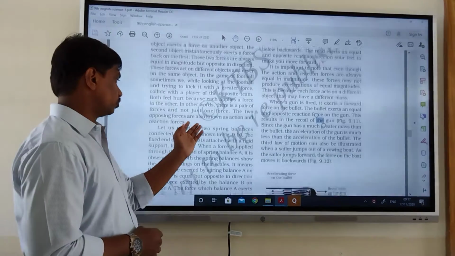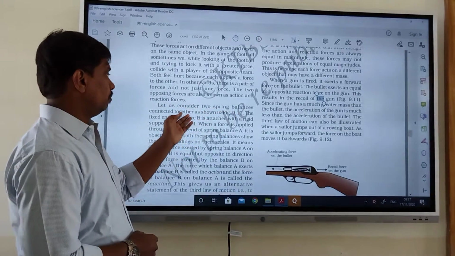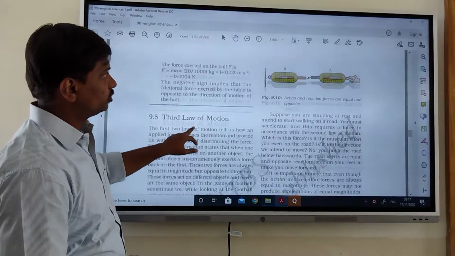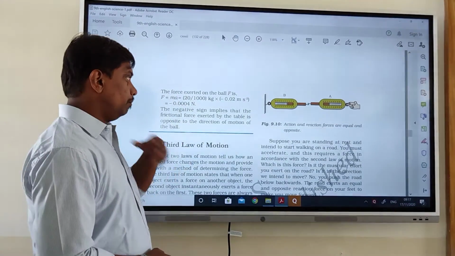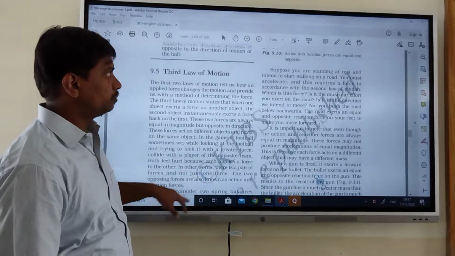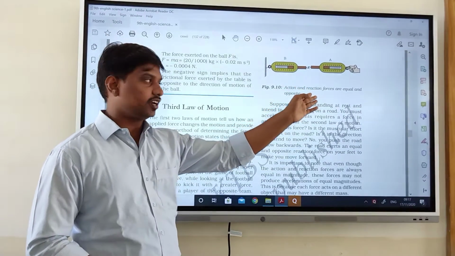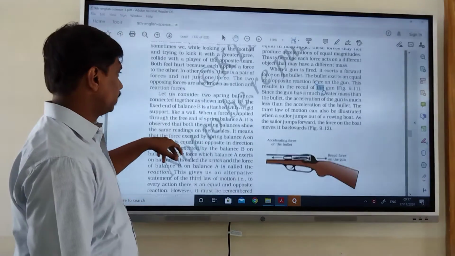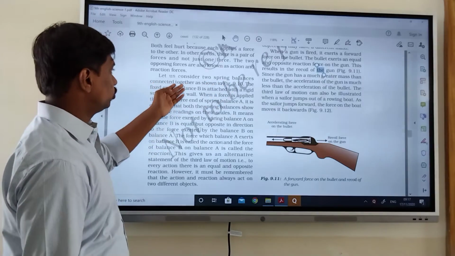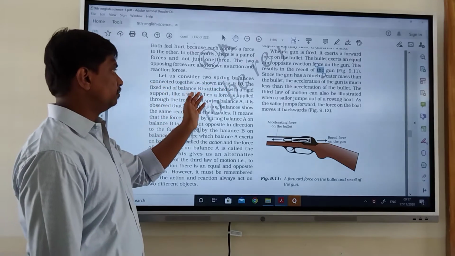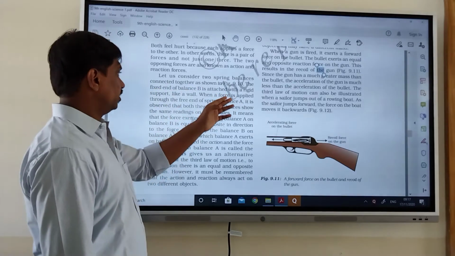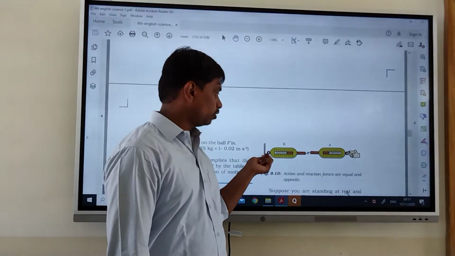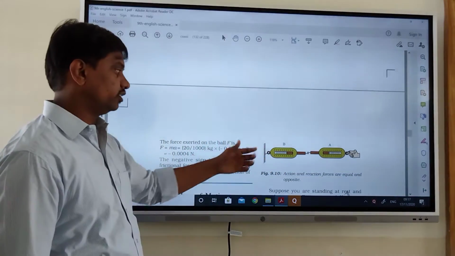So let us consider two spring balances connected together as shown in the figure. You can see the springs in your textbook also. Keep your textbook beside you while watching this video and go through these points also. The fixed end of balance B is attached to a rigid support like a wall. So balance B is fixed with the help of the wall.